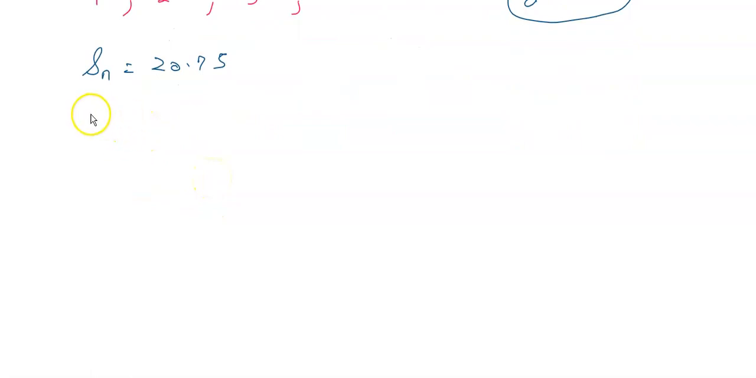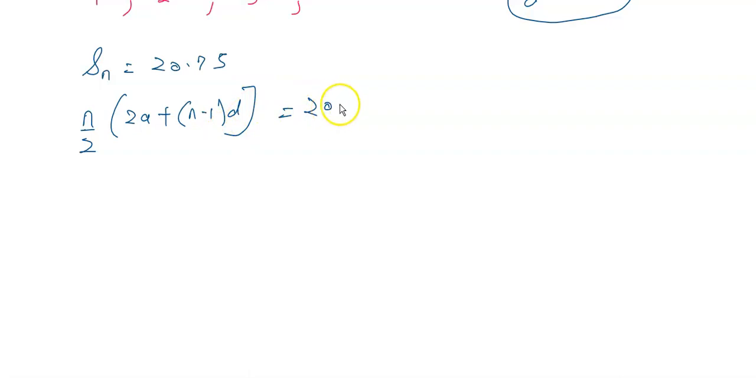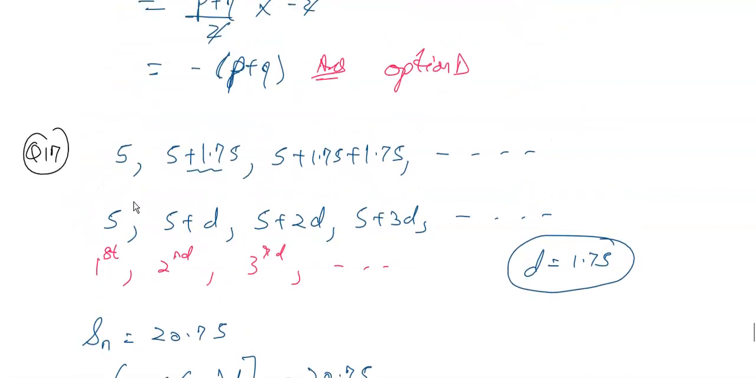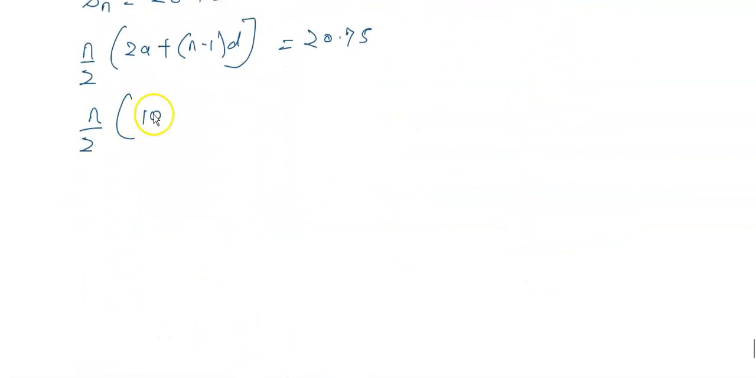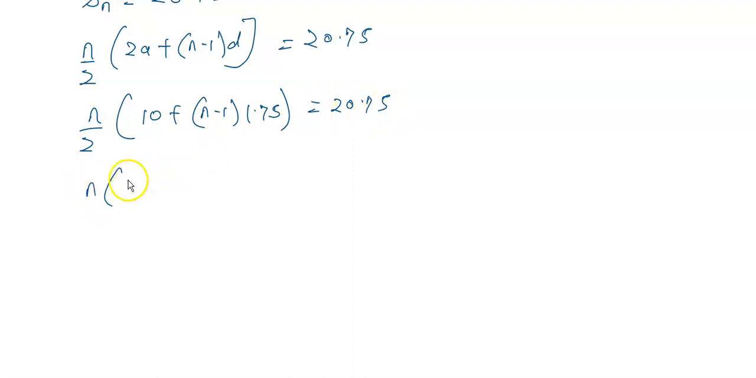So Sn किसके इक्वल होता है? n by 2 into 2a plus n minus 1 into d. This is equal to 20.75. So this is n by 2 into a is how much? First term, that is 5. So 10 plus n minus 1 into d is 1.75. This is equal to 20.75. So यहाँ से मिलेगा n into 10 plus 1.75 n minus 1.75 is equal to 20.75 into 2 कर देते हैं.